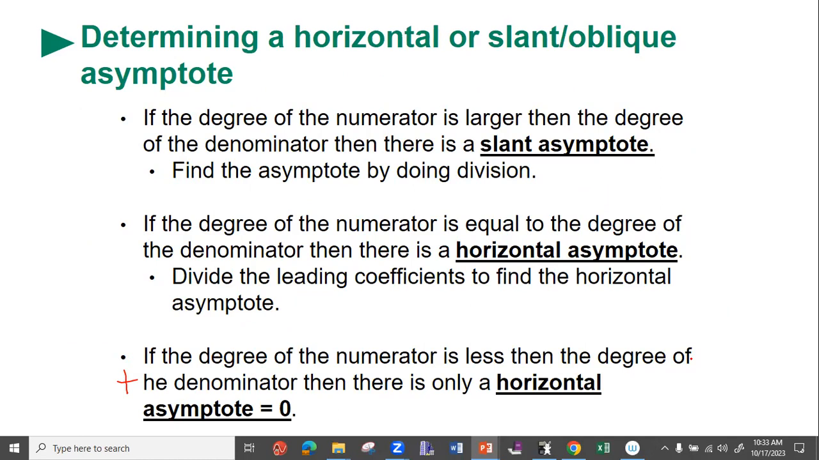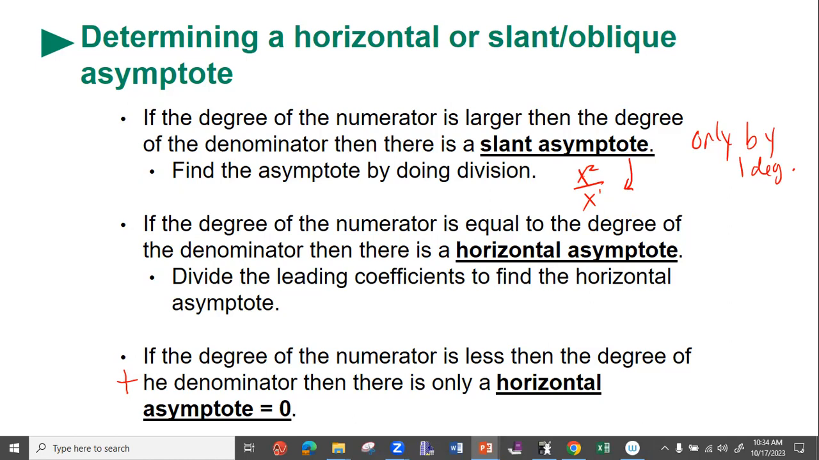Okay, so the way to know when you have a vertical asymptote is easy: the denominator. But to know if you have a horizontal and/or slant asymptote: if the degree of your numerator is larger than the degree of your denominator, then there is a slant asymptote, but only by 1 degree. Only by 1 degree. So for example, if I have x squared over x, the degree of my numerator is 2, the degree of my denominator is 1. So this tells me that I have a slant asymptote because 2 is bigger than 1 only by 1 degree.